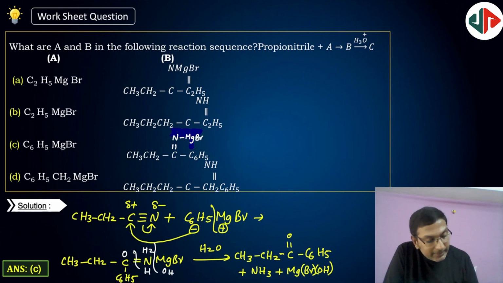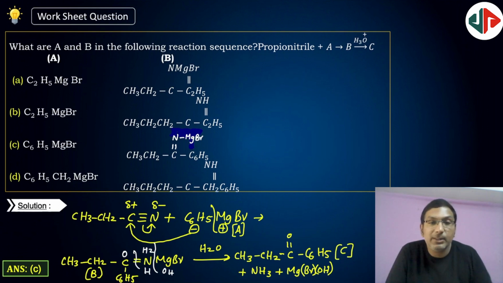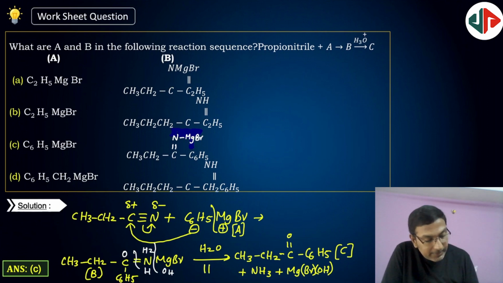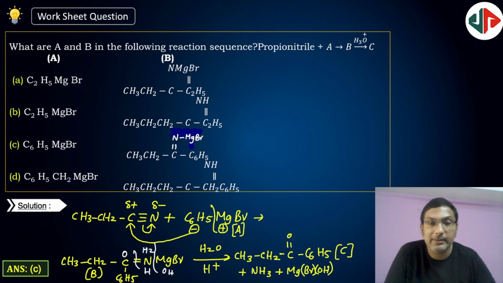So here they are asking what is A. A means C6H5MgBr, Grignard's reagent, which is A. This is compound A. Next intermediate compound is B. And the last compound is C. This is C. Very, very important. First nucleophilic addition followed by hydrolysis. H2O, H plus. H3O plus means acidic hydrolysis. Next.